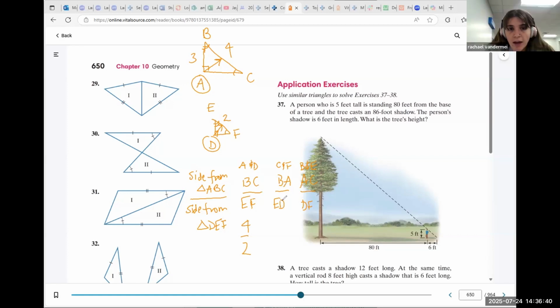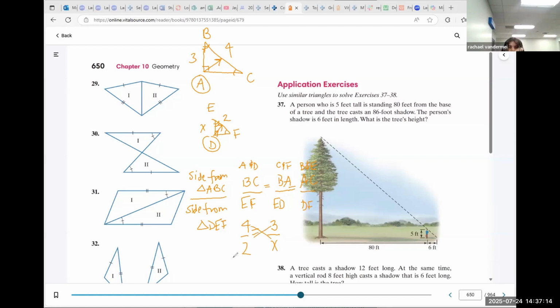Do I have BA and ED? Well, we have BA, but not ED. So if I call ED x, what would that ratio be? 3/x or x/3? It does matter. However I wrote it here is how I need to write it. So BA is 3 and x is ED. So now I know these are equal and I can solve this for x. And you would cross multiply it.